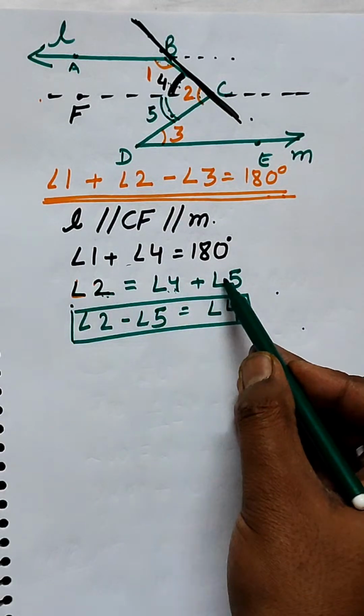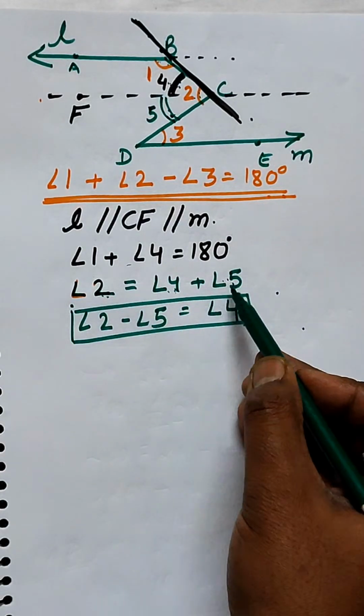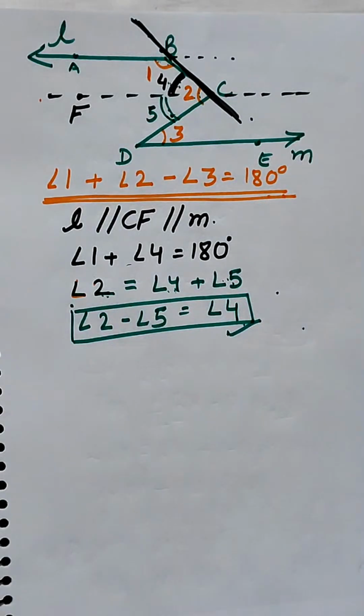So 4 can be written as angle 2 minus angle 5, right? Any doubt till here?